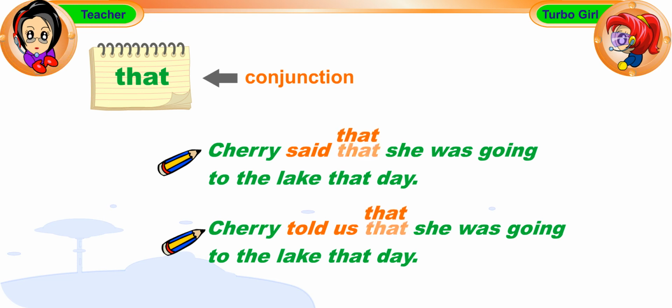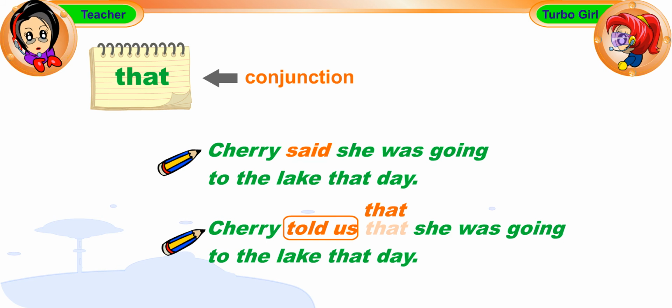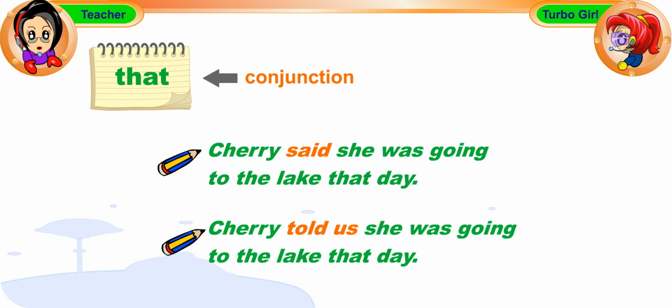We can also leave out that when we use reporting verbs such as said and told us. So we can say, Cherry said she was going to the lake that day, or Cherry told us she was going to the lake that day.